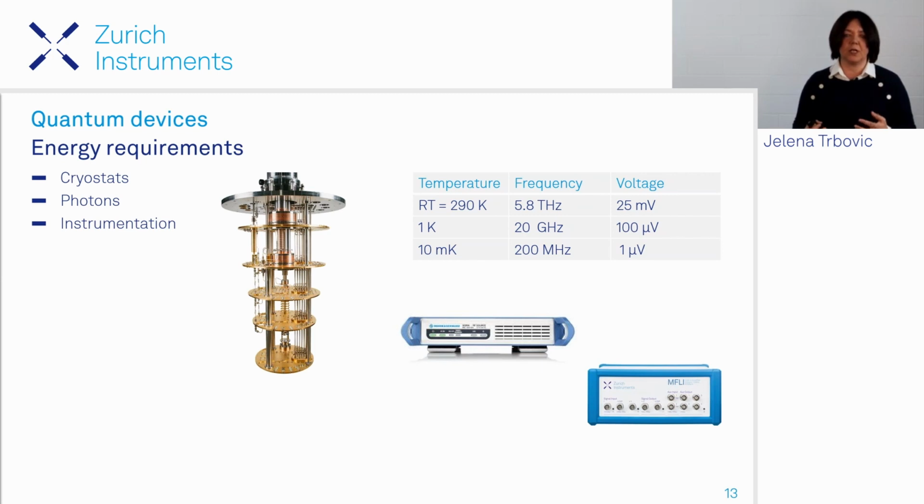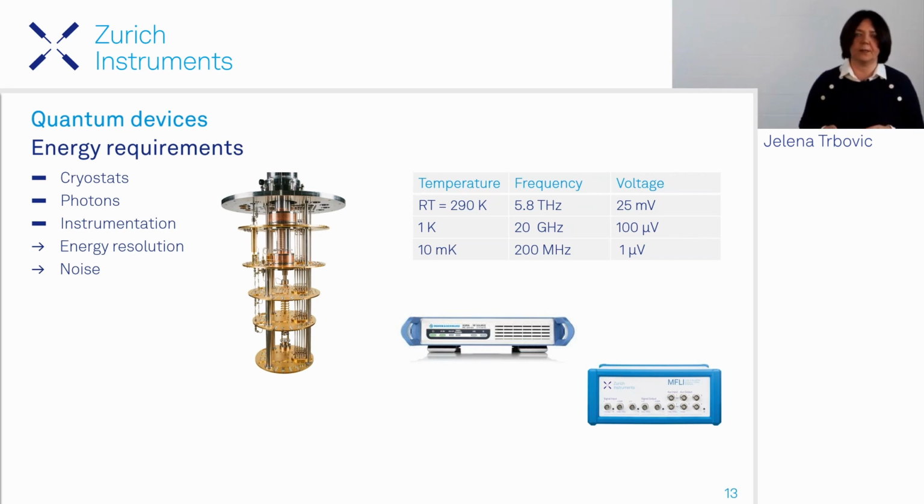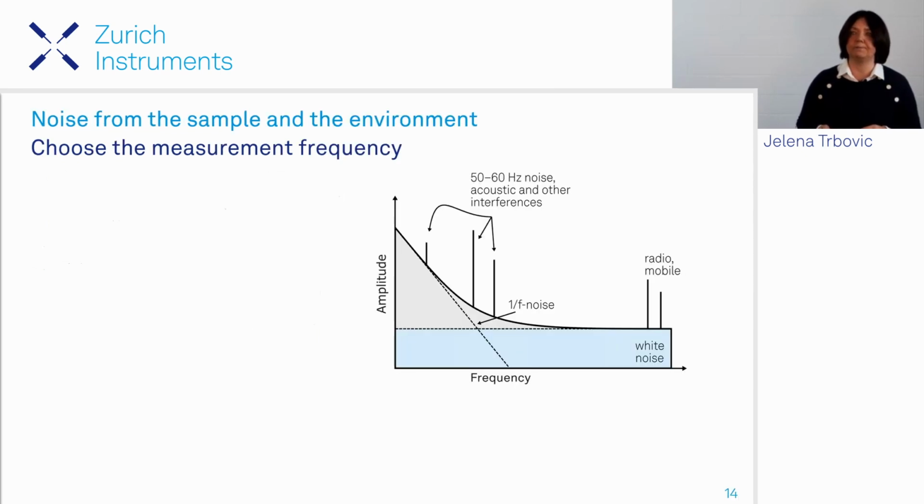And of course, the instrumentation needs to be such that it provides the high energy resolution of the voltage that we apply, for example, to be low noise, in order to be able to extract the physical properties that we are interested in. So the best way to do that when it comes to measurement is, first of all, to understand the noise environment.